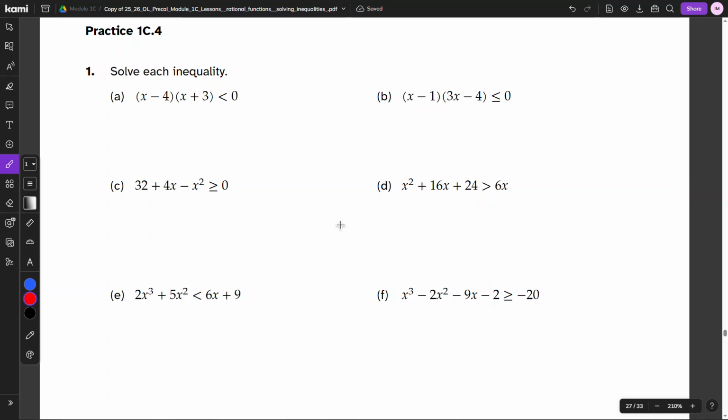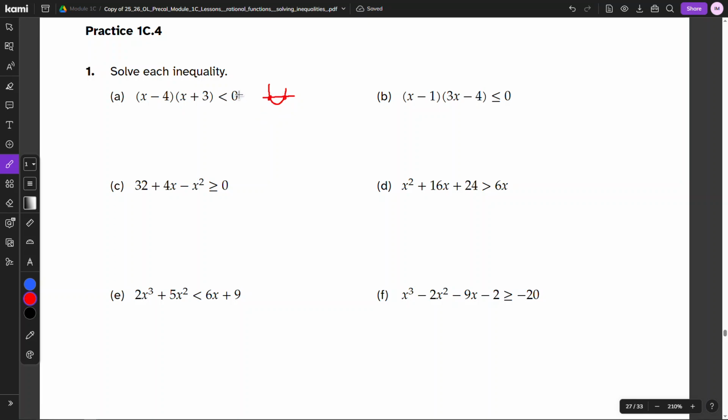Here we'll do some practice problems involving solving polynomial inequalities and rational inequalities. For all of these, it will be most helpful if you can draw a basic graph. So for example, if we look at this first one, we consider what we have. We know that we have a parabola that opens upwards, and we have two real roots.